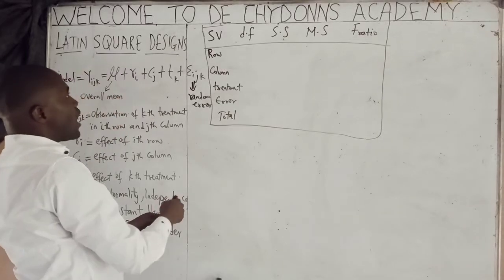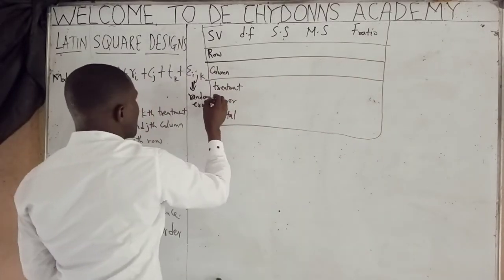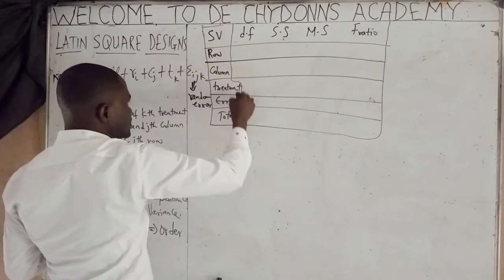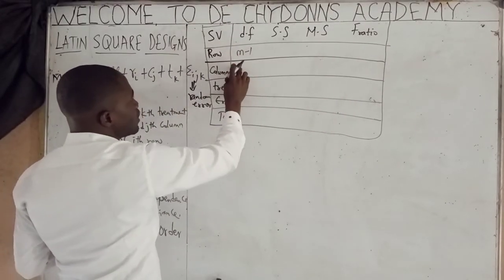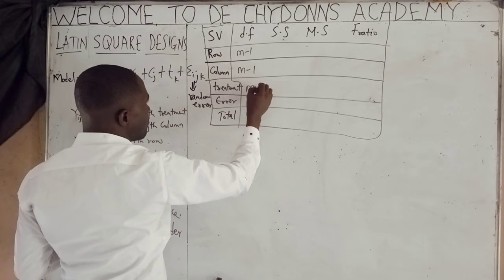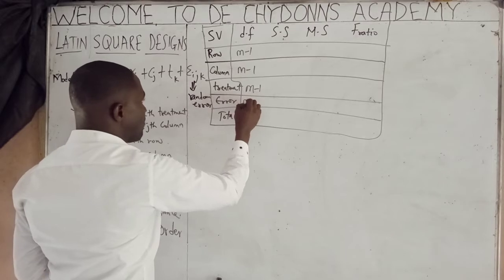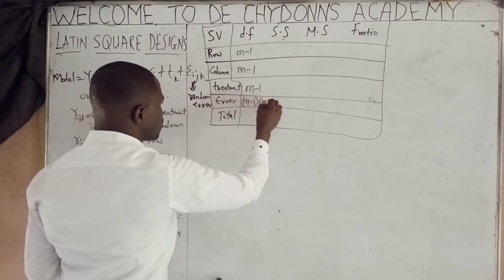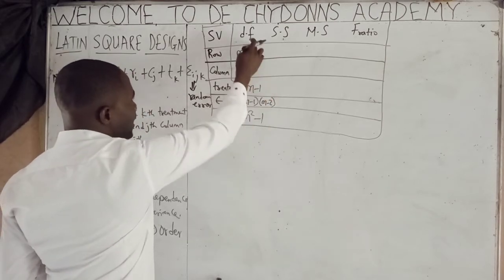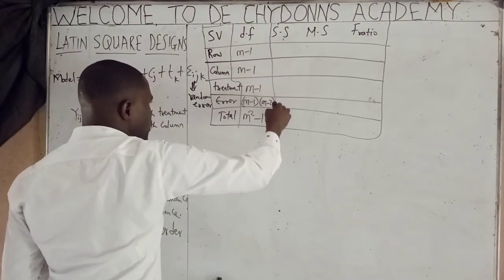Now, what do we mean by degree of freedom? What is the degree of freedom of a Latin square design? The degree of freedom of row is m minus 1. The next one, column, m minus 1. Then for the treatment, also m minus 1. Then the error will be m minus 1 bracket m minus 2. Then the total will be m squared minus 1. Once you add all this up, it will give you m squared minus 1. Then that is about degree of freedom.